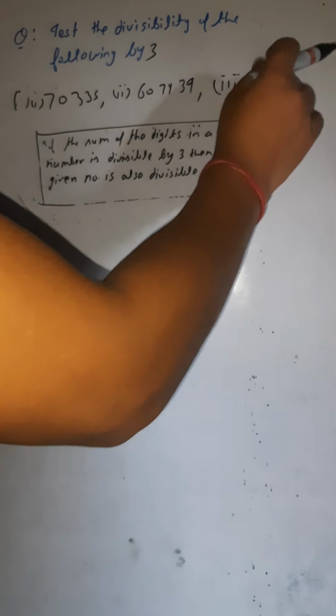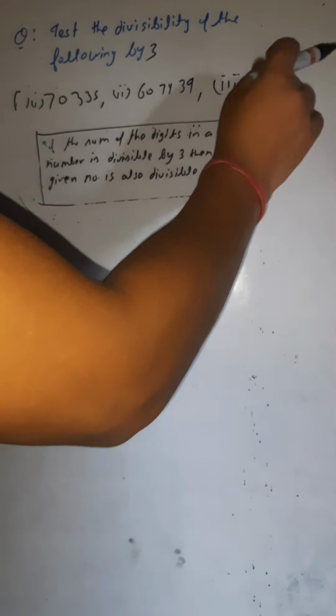So if the sum of the digits is divisible by 3, then the given number is also divisible by 3. So you would write there, hence 70335 is divisible by 3. Why? Because the sum of the digits is divisible by 3. Okay. Similarly, you would do the second question also.